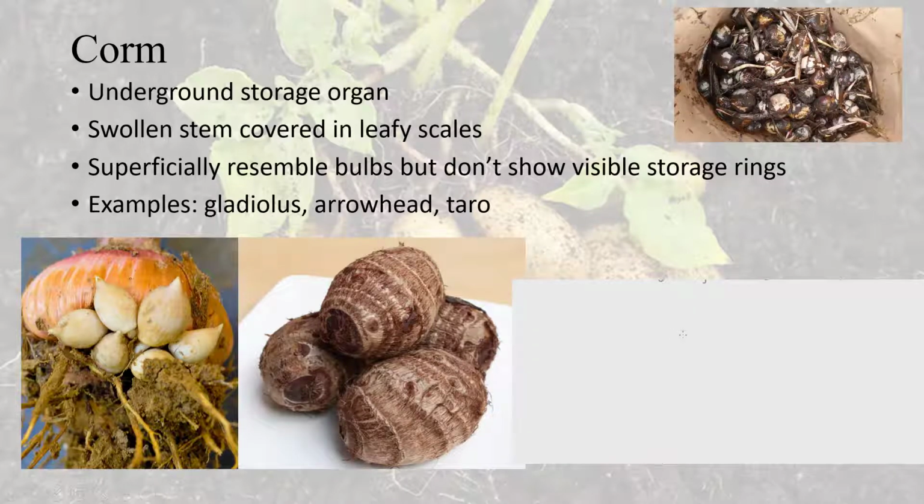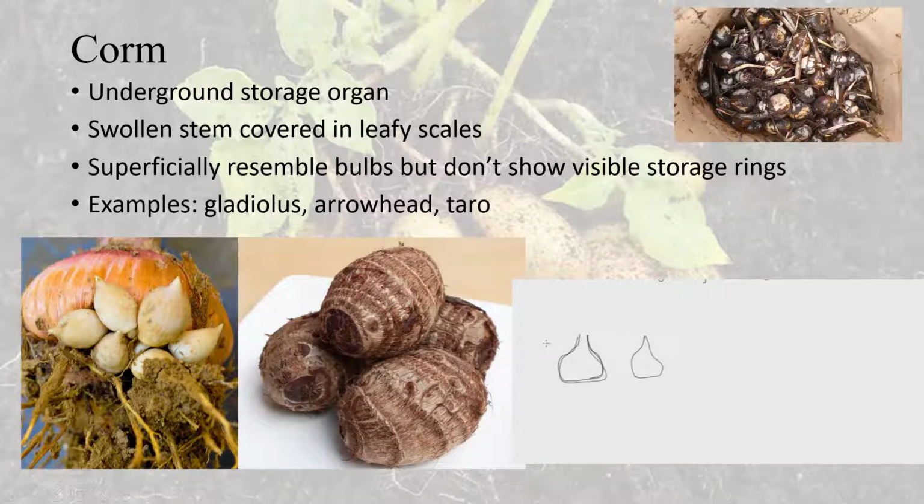Now we're going to move and talk about corms. A corm is an underground storage organ. It is really a swollen stem that is covered in leafy scales. They can look similar to the other type of underground swollen stem storage organs, which are bulbs, and we'll talk about bulbs in the next slide.